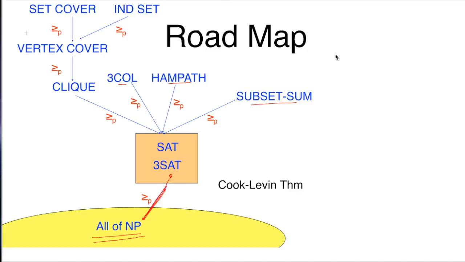So what they had to do is show this theorem right here, which is called the Cook-Levin theorem. They actually did it with just SAT, but that's Cook-Levin. How does it actually work? This is any problem in NP. It's a very generic thing.